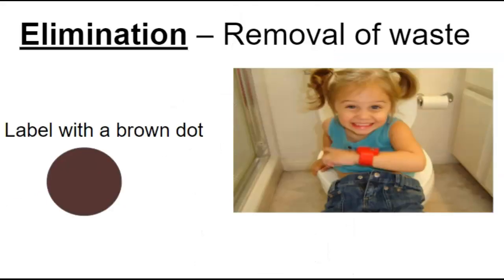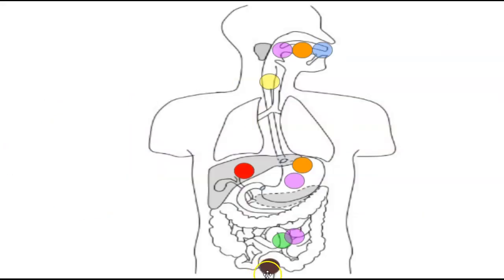And last but not least, we have elimination, removal of waste. Eliminate it from the body. And where does this happen? This happens at the end of the digestive tract. So we're going to go ahead and label the rectum and anus here. Remember that anus is controlled by a sphincter, a ring of muscles, with a brown dot.